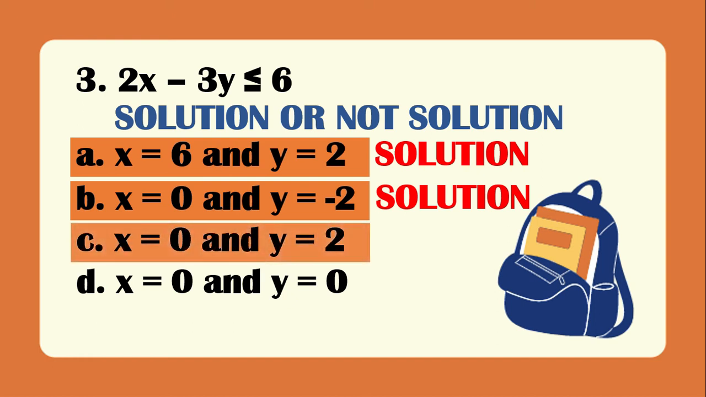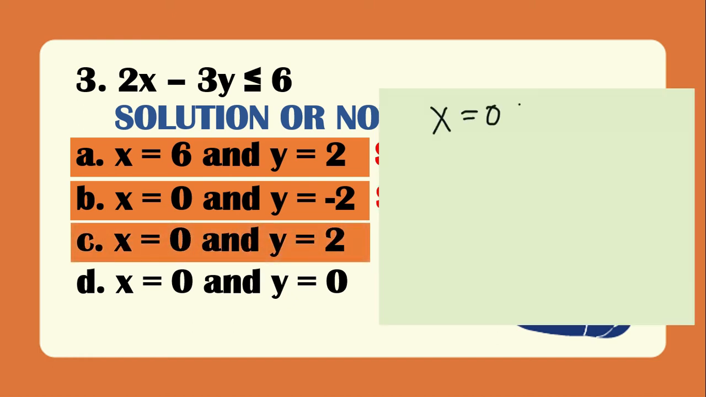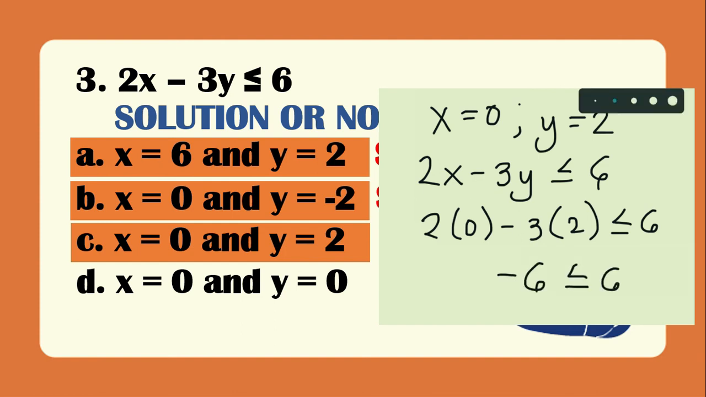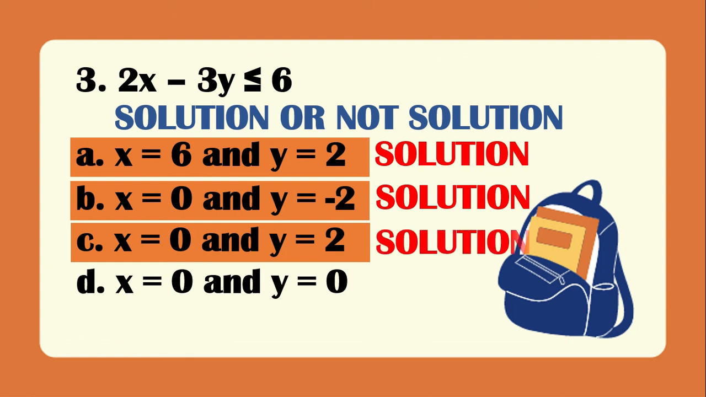Third one. X is 0, y is positive 2. Substitute the values of x and y. So we have 2 times 0, that is 0. We don't need to write it. Negative 3 times 2, that is negative 6, less than or equal to 6. Is negative 6 less than or equal to 6? The answer is yes, meaning letter C is also a solution.